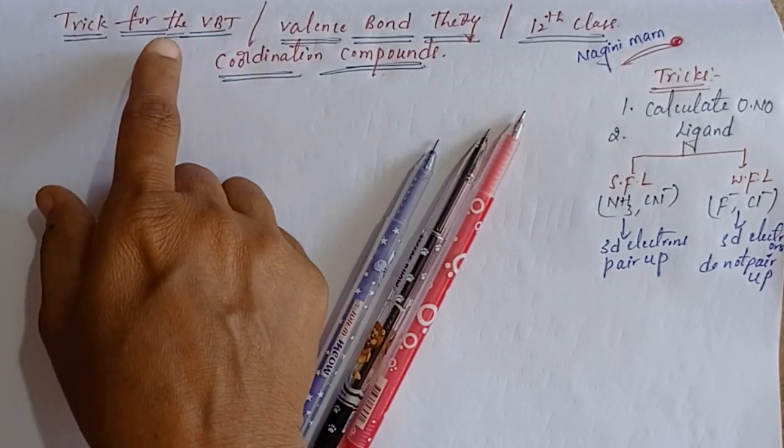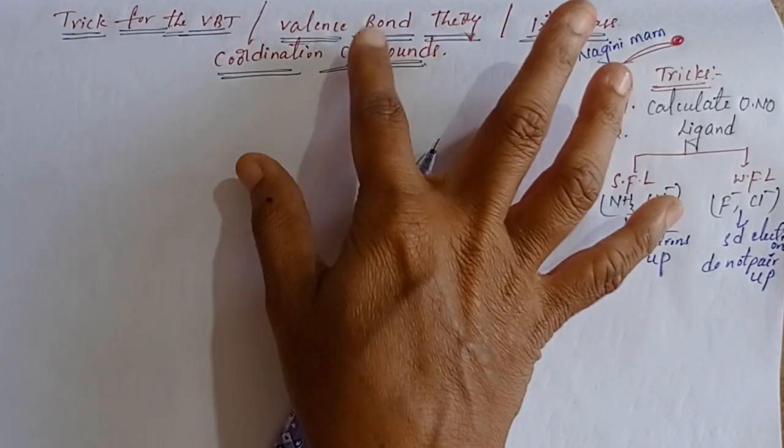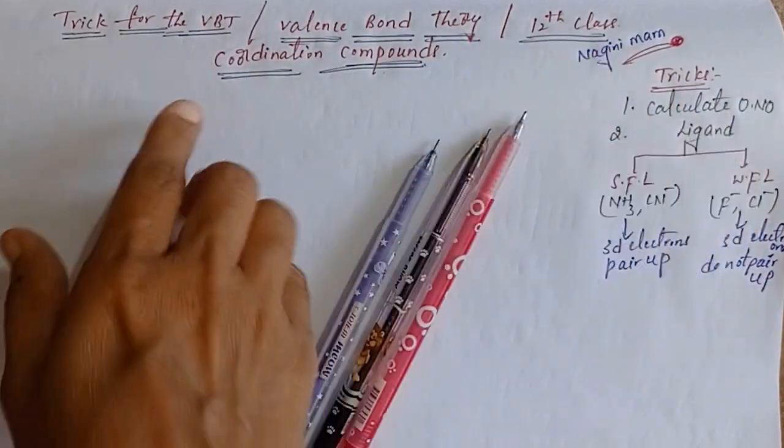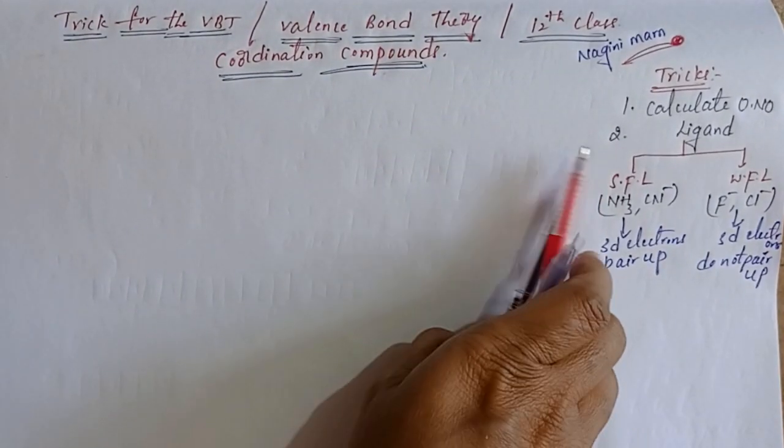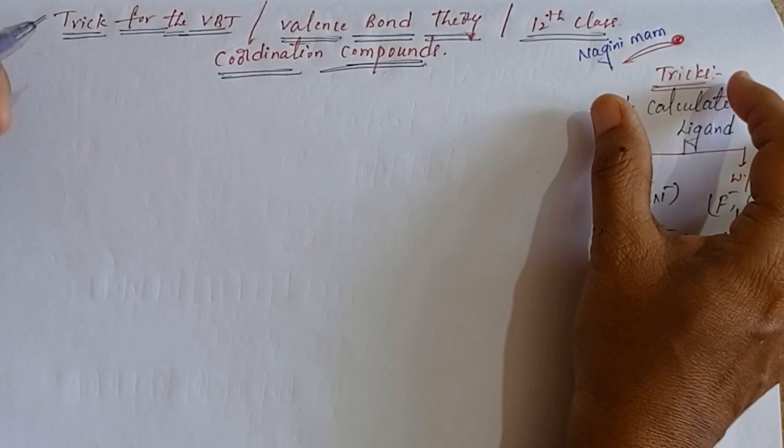In today's session, I'm going to discuss VBT, Valence Bond Theory, a 12th class topic. Lesson name: coordination compounds. Now, for complexes, I have given some tricks.